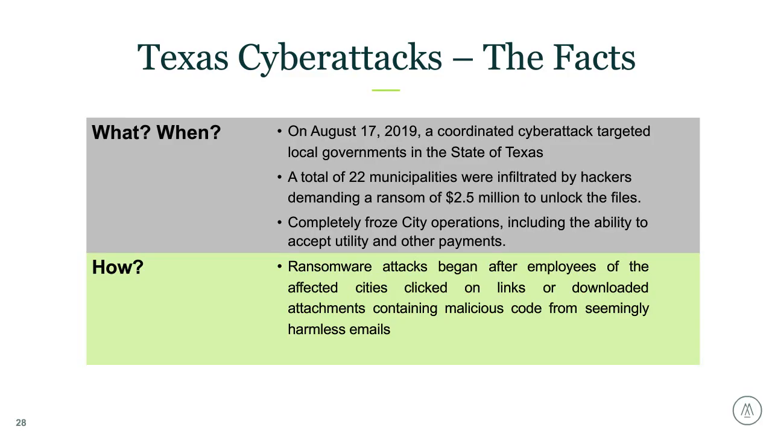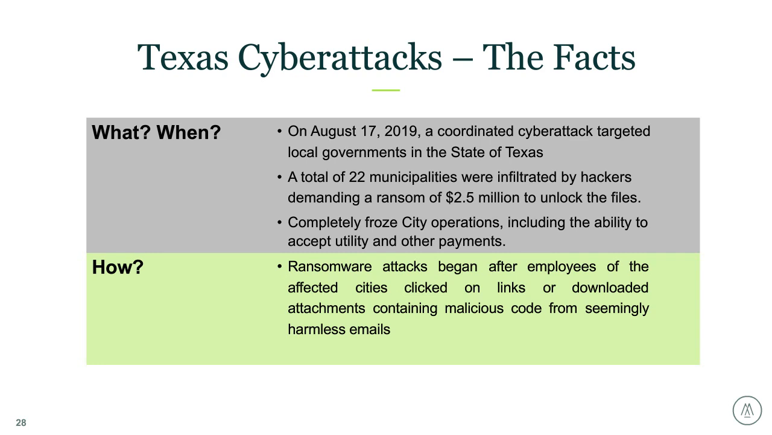So the case we selected actually affected multiple cities and not just one municipality. It was a coordinated attack from August of 2019, so pretty recent, where cyber criminals targeted 22 governmental entities within the state of Texas, mostly smaller local governments in the state. And on August 17th of 2019, the attackers tried to gain access to their systems, freeze up their data and their ability to transact business, and then demanded $2.5 million in total to return everything to its original state.